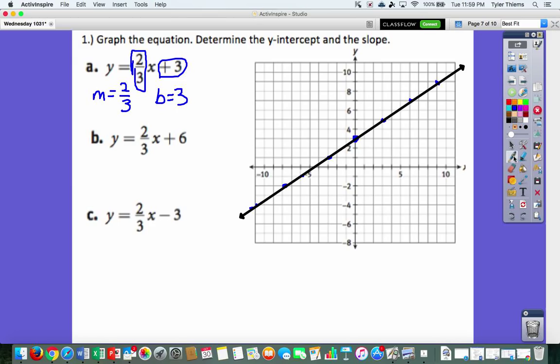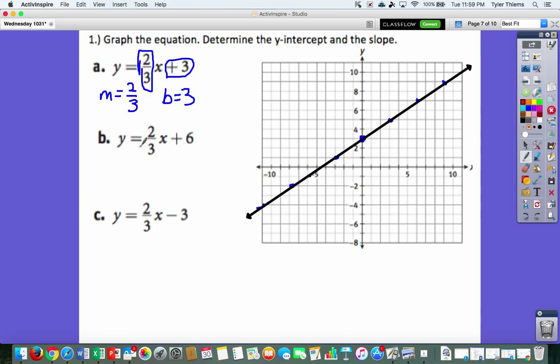Here, now, we have, again, our m. Notice the m is the same. M is once again 2/3. What's different in this is our y-intercept, our b. B is equal to 6.